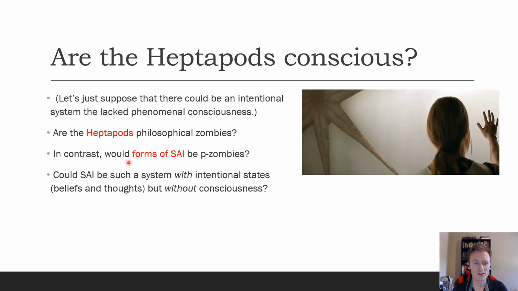In contrast, and a slightly different question, would forms of superintelligent artificial intelligence be P zombies? Could a superintelligent artificial intelligence be a system with intentional states, but without consciousness?